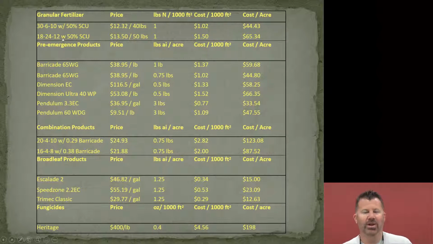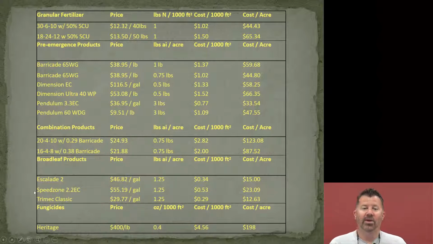Well, guys, having this information right here, and this will change year to year because the prices are going to go up, right? But you know how to calculate the math and get that using the problems that we've just looked at previously. There's the barricades, $38.95 per pound. Pounds of nitrogen, cost per 1,000 square feet, $1.37, or we can do an acre for $59.68. And look, everything that we could possibly use.